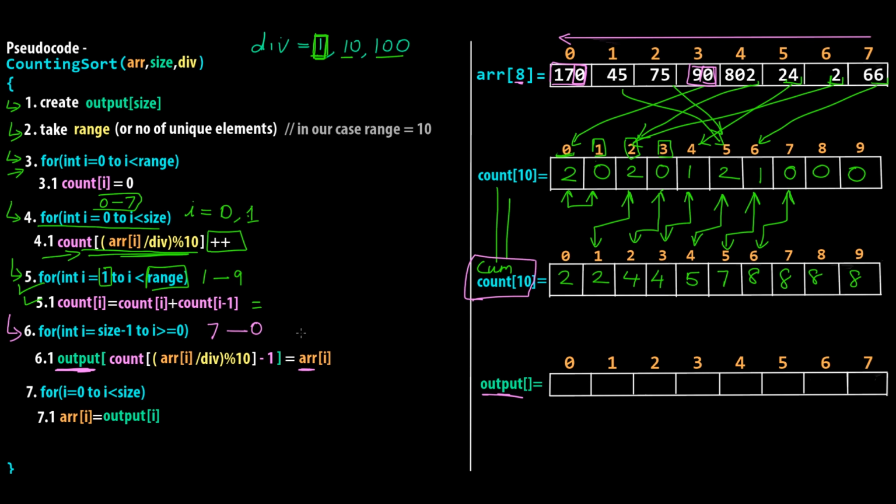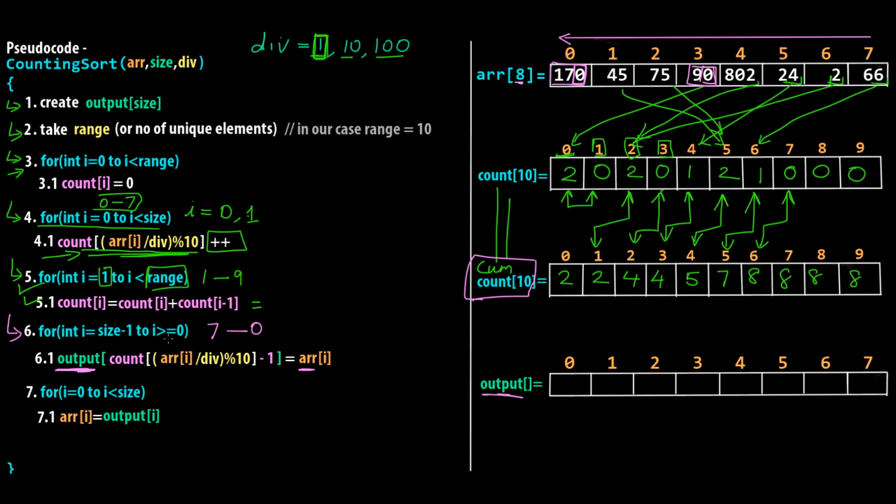If you go from 0 to 7, what will happen is 170 will be coming after 90, and that is not correct. So that's why we have to go in reverse order. And if what I'm saying is not making sense, let's actually try to dry run this step by step, and then it will make more sense.